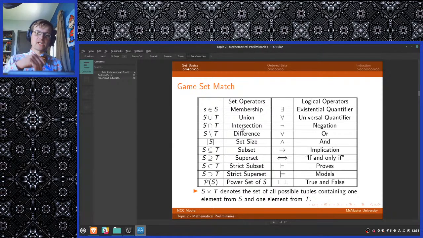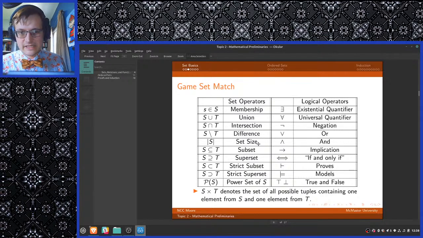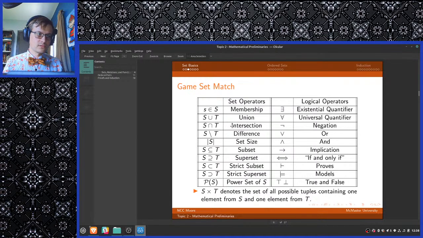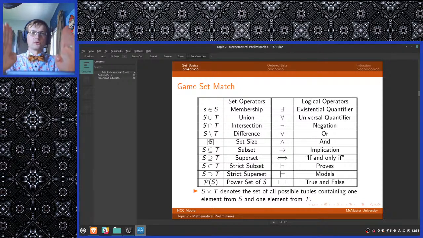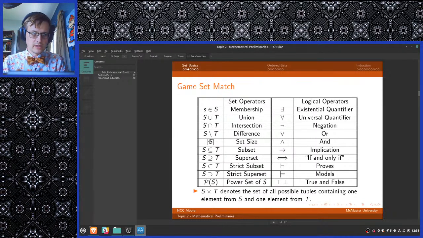Intersection is an upside down cup. Difference is going to be a slash this semester. Sometimes difference is the minus sign, but we're going to do set difference with a backslash. Excellent. Set size will be denoted by the two vertical bars which normally denote magnitude. So set magnitude is using the two vertical bars.